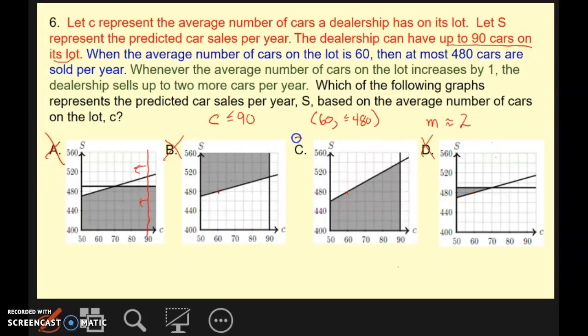So the only one that still works would be C, and it does have a slope of roughly 2 as well. If I add another, let's say 10 cars to the lot, so going from 60 to 70 is a plus 10, then my output is going to change by 20. So C is the correct choice there.